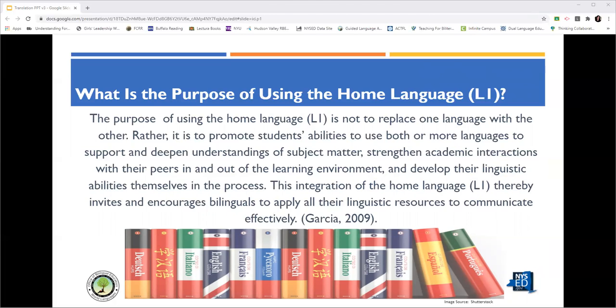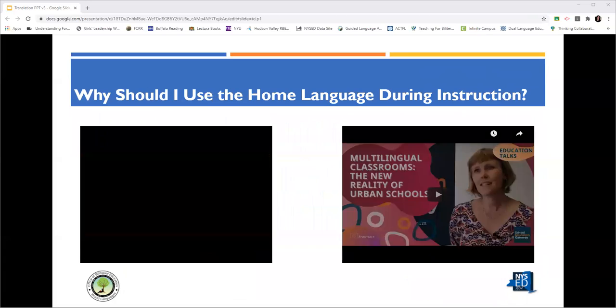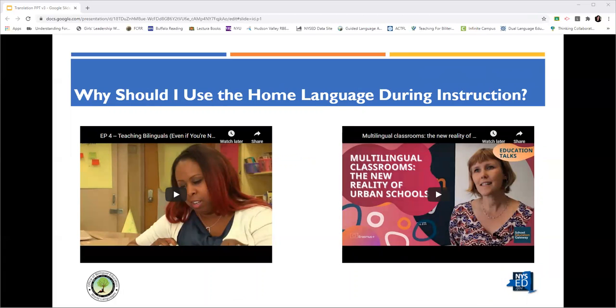This integration of the home language thereby invites and encourages bilinguals to apply all their linguistic resources to communicate effectively and in order to also access their learning. Now we're going to hear from two teachers. Both are going to share their perspective and experiences about using the home language for instruction. Take careful note in how they strategically plan to use the student's home language in order to further understand the individual student and how they can give them access to learning. Let's take a look.